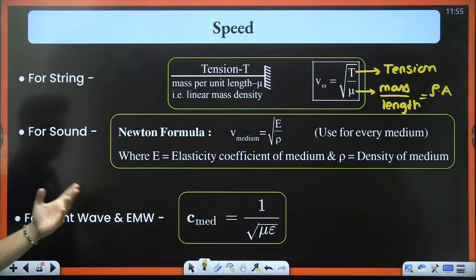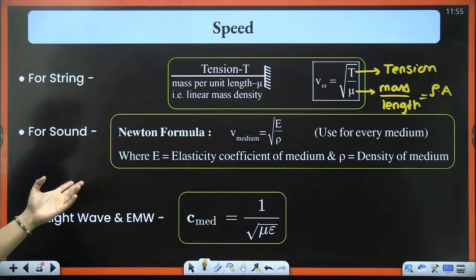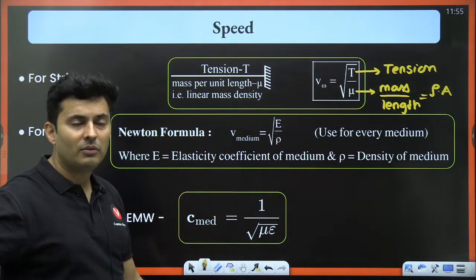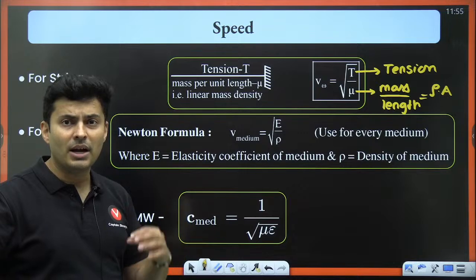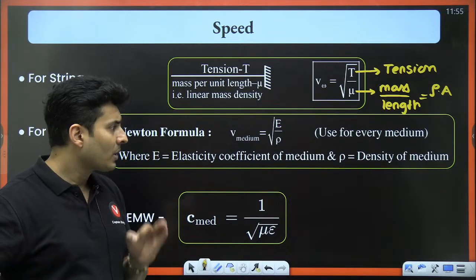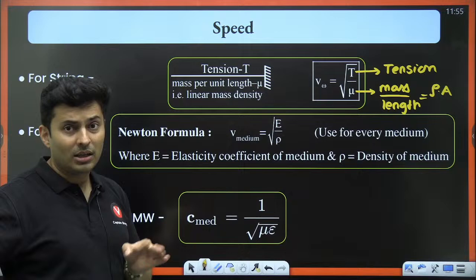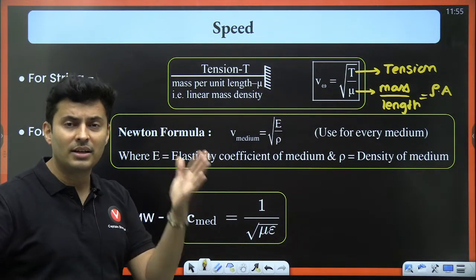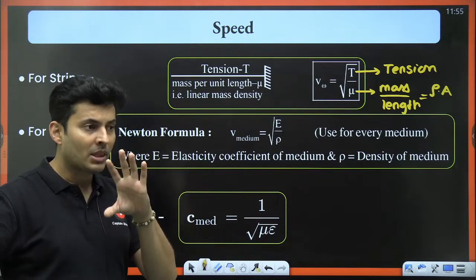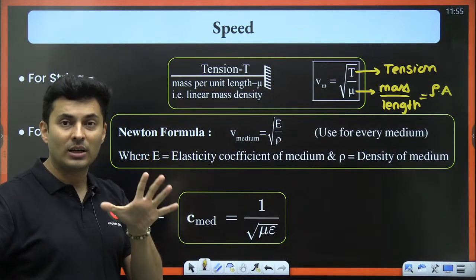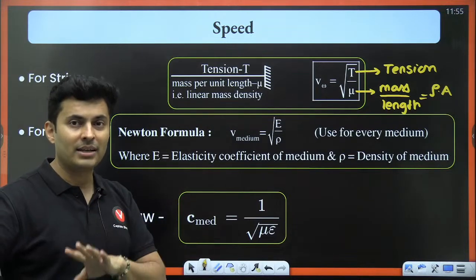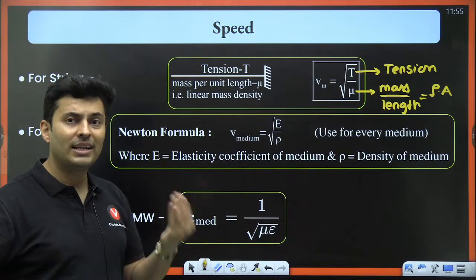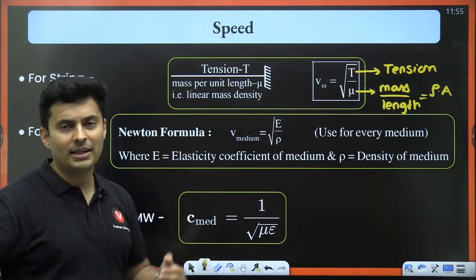For sound, there are actually two formulas. One is Newton's formula, where Newton predicted that the formula for the speed of sound is nothing but root of P by rho, v = sqrt(P/rho). But it ended up being wrong because he assumed that the air's expansion and contraction as sound travels is isothermal. But that was proven to be wrong. It is not isothermal. Laplace found out that it is actually adiabatic in nature.